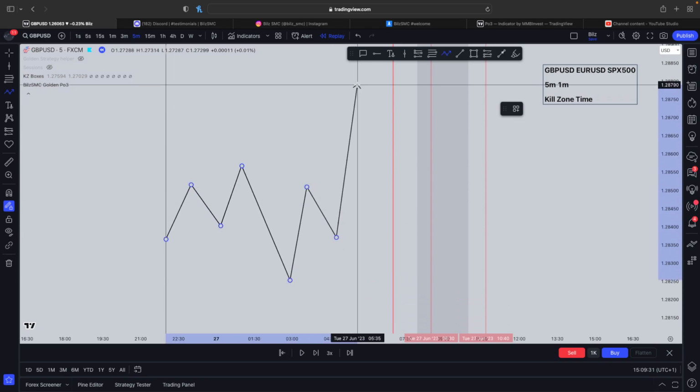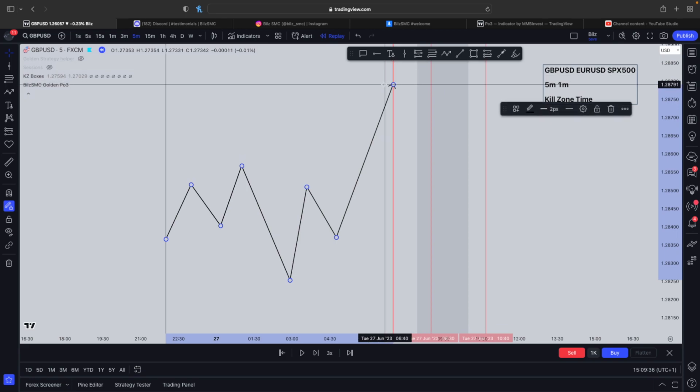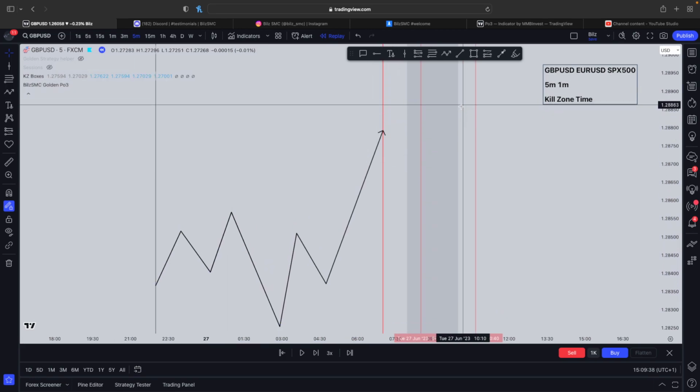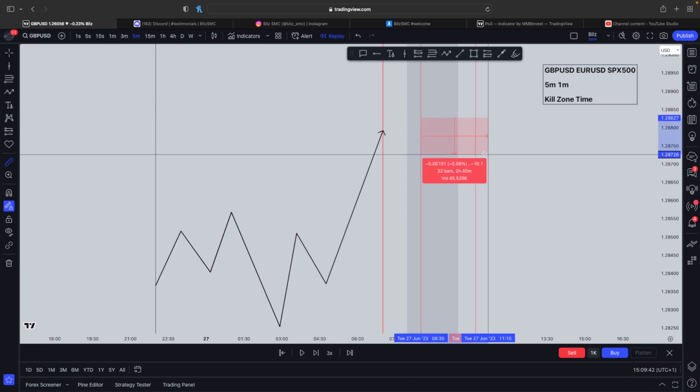Okay, so let's just say it's going to do something like this, and then the red line opens. If the red line opens, that means you should enter sells, not buys. But you're not going to trade on this time right here, of course, unless you're at the kill zone time, which is from this red line all the way to this red line.